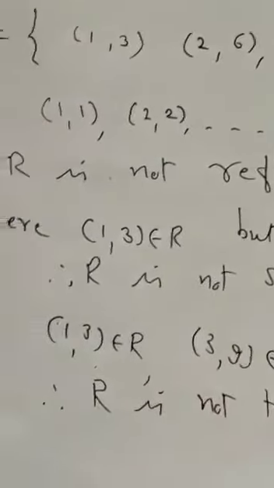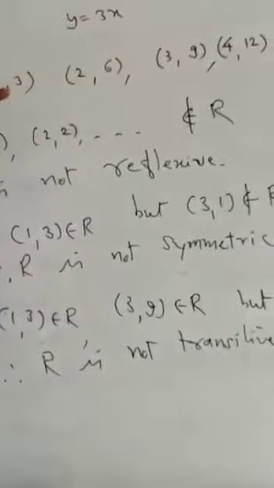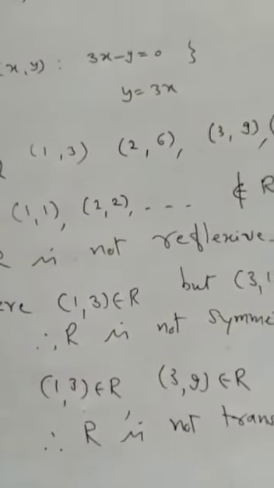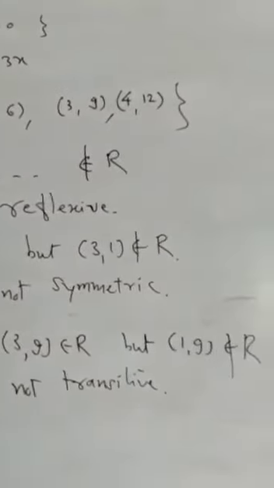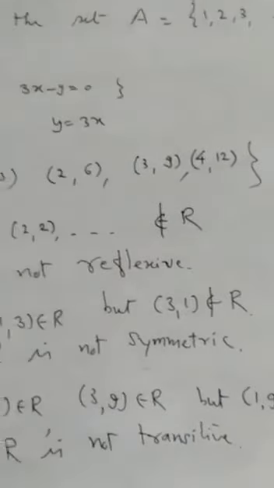Right? A relation R is an equivalence relation when R satisfies being reflexive, symmetric and transitive. But here R is not reflexive, not symmetric, not transitive. Therefore R is not an equivalence relation.